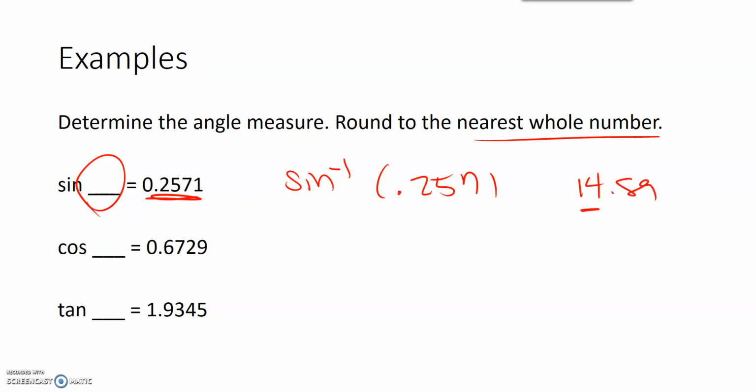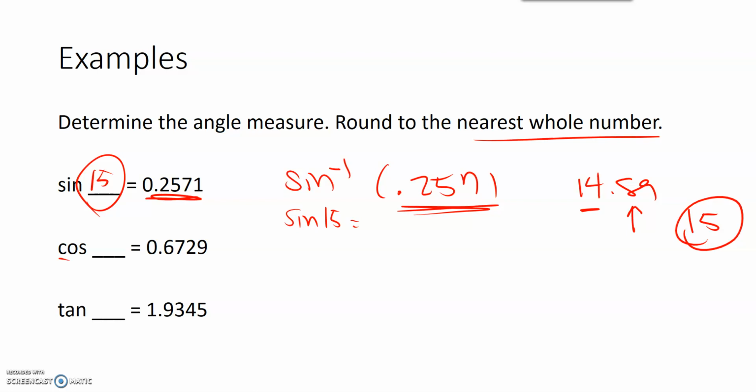I want to round to the whole number, so I'm going to look at that 8. That 8 is bigger than 5, so then my answer is 15. And to check it, I could do sine 15, and it should be awfully close to that. Now I rounded it because it was really 14.89 something something. So 15 is going to be close to it. It might not be exact, but it's going to be close.